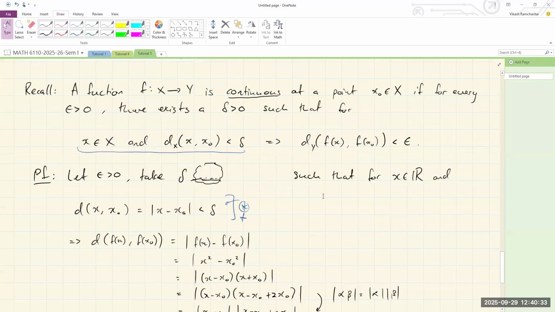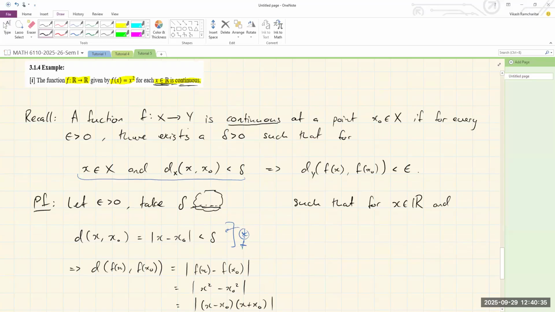And now that we know the relationship, we could come back here where we left our space, right? Where we left our space, take delta. How are we taking delta? Let me write it in with a different color. Take delta. So now you see, take delta equal to the minimum of 1 and epsilon over 1 plus 2 mod x0 for this particular question. Okay, so that's how they get that delta.